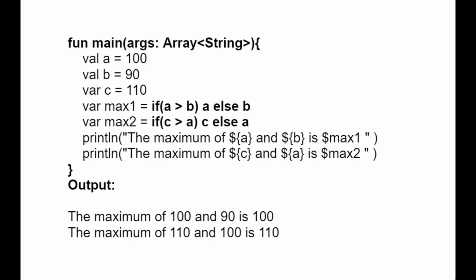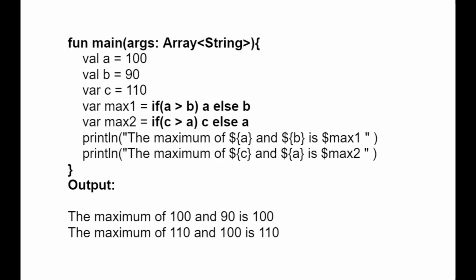In the first variable, we are defining if a is greater than b, then assign a's value to var max1, otherwise assign b. And in the second variable, we are defining if c is greater than a, then assign c to the variable, otherwise assign a. So the output is the maximum of 90 and 100 is 100. For the second one, the maximum of 110 and 100 is 110.